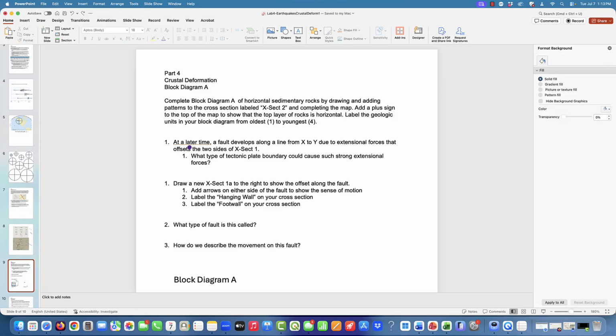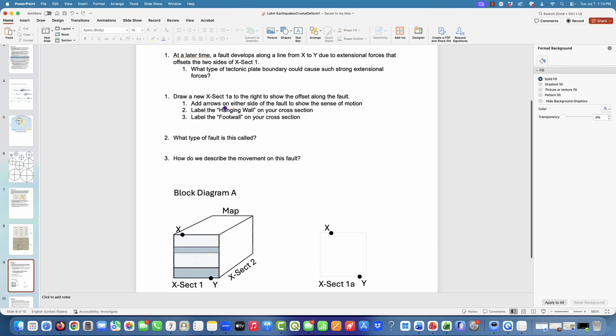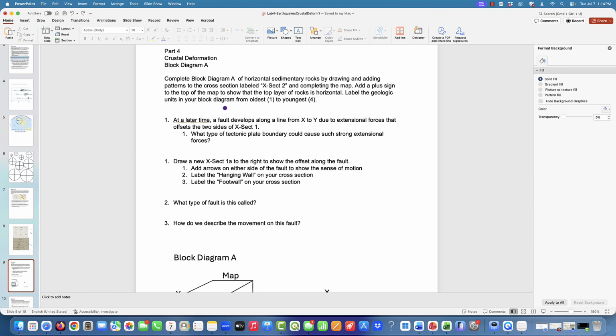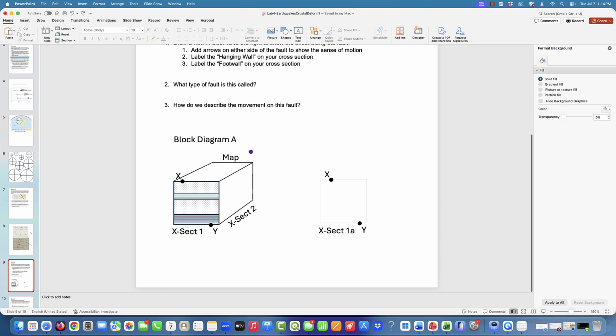Let's get started with part 4 of Lab 4, where we're going to look at some flat-lying sedimentary rocks in a block diagram, and then do a little bit of crustal deformation, brittle crustal deformation, by putting a fault through it. So let's start with block diagram A that we're provided, and you're asked to do a few things to complete the block diagram.